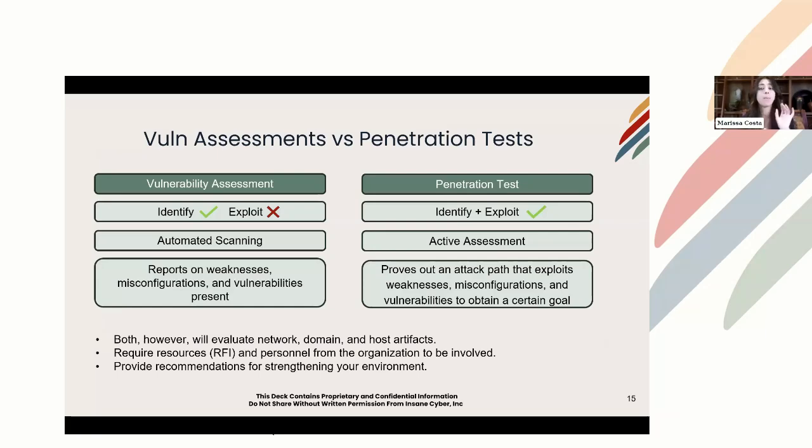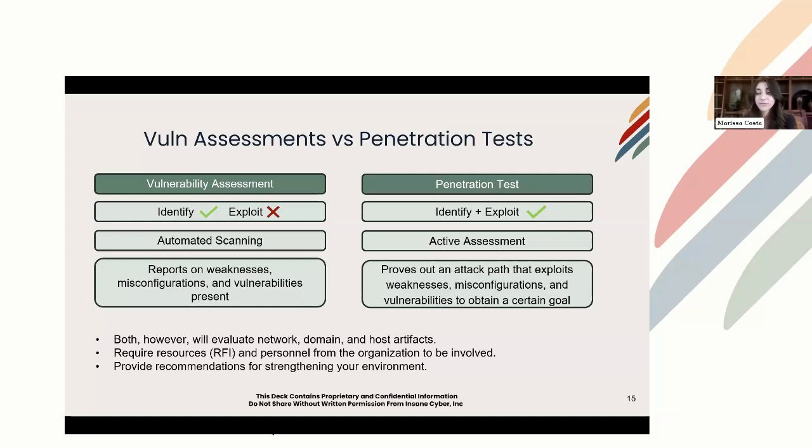Vulnerability assessments are more focused on automated scanning, using tools that are going to scan for certain vulnerabilities and misconfigurations, whereas pen tests are an active assessment. It can be very skill set based, focused on attaining a certain goal. Vulnerability assessments are really only going to report on the weaknesses and misconfigurations that are present, whereas a pen test is going to prove out an attack path that exploits those to obtain a certain goal.